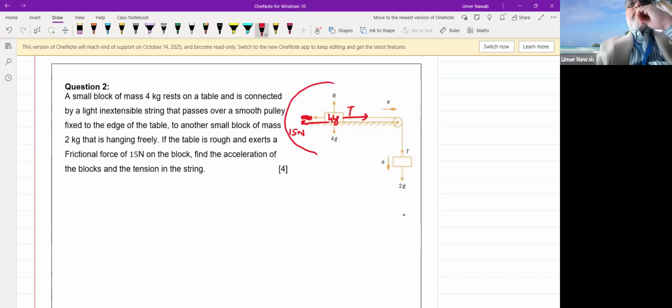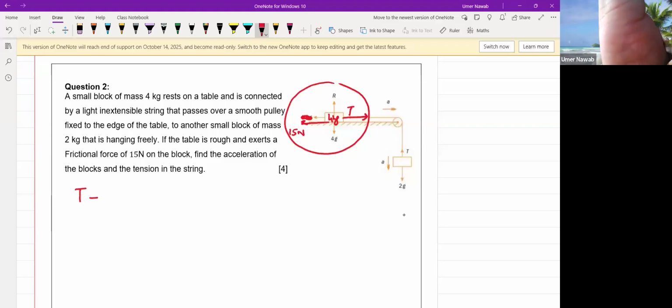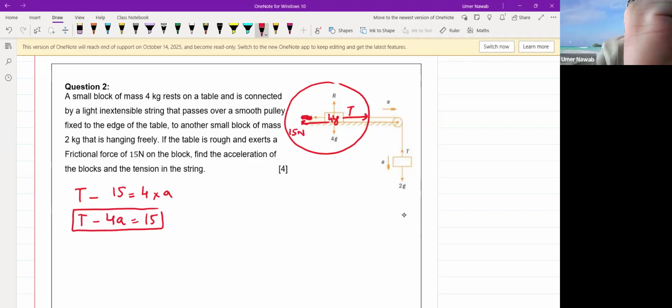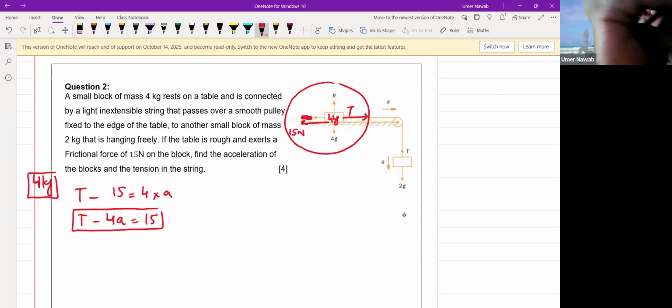Apply Newton's second law on this particle. Tension minus 15 newtons is equal to mass times acceleration, 4A. So tension minus 4A is equal to 15. That's the first particle, which is the 4 kg particle. I have created one equation.